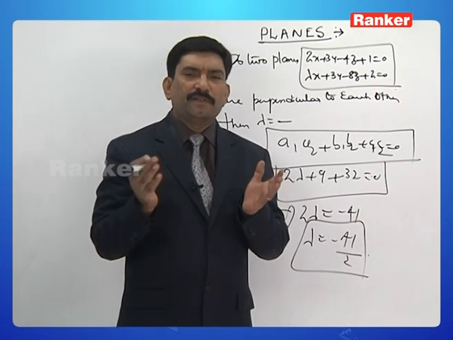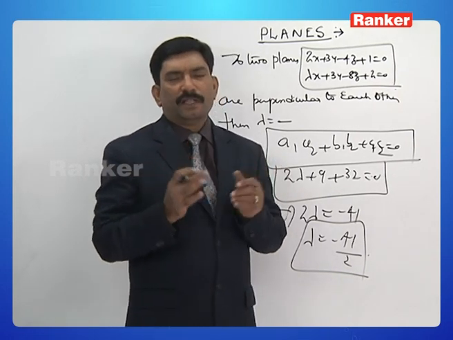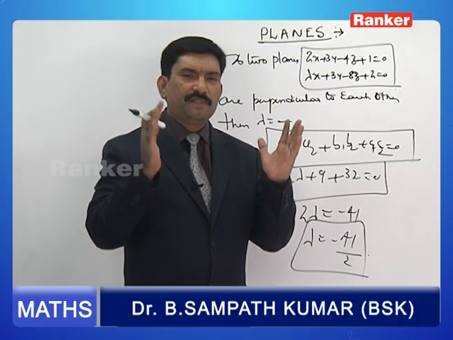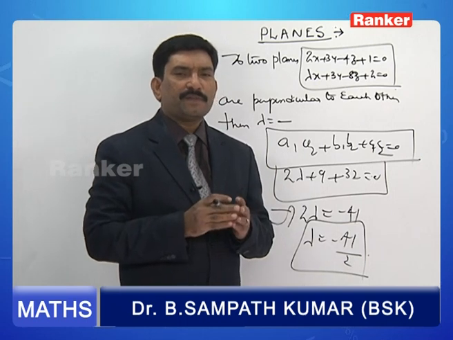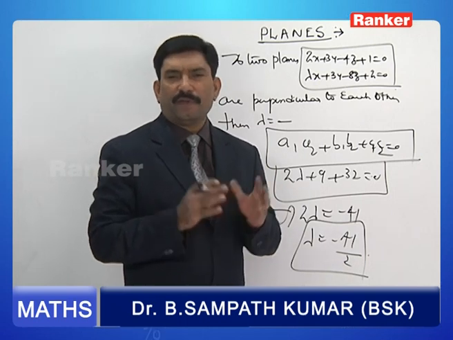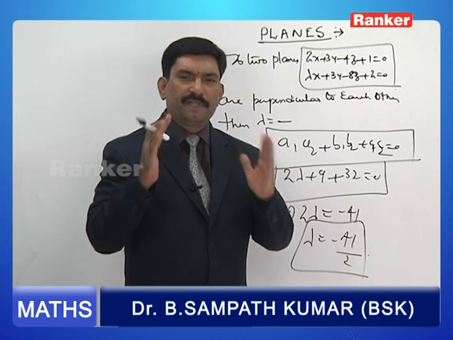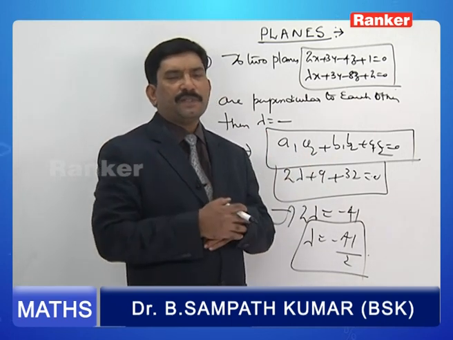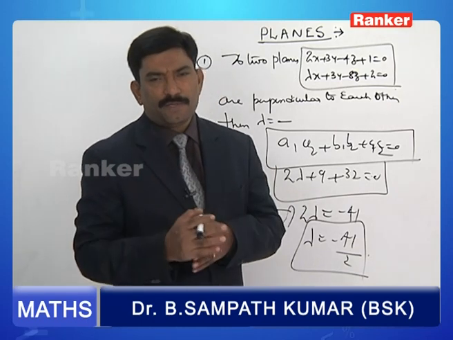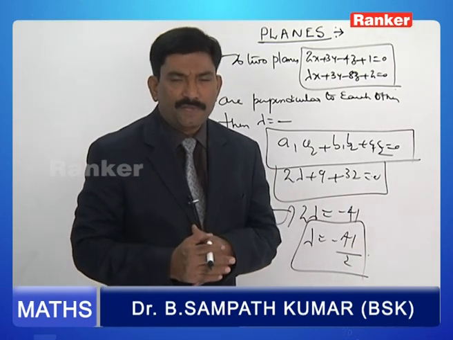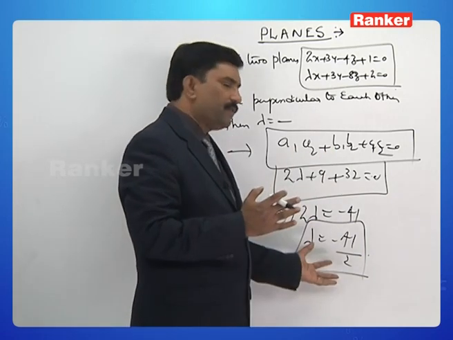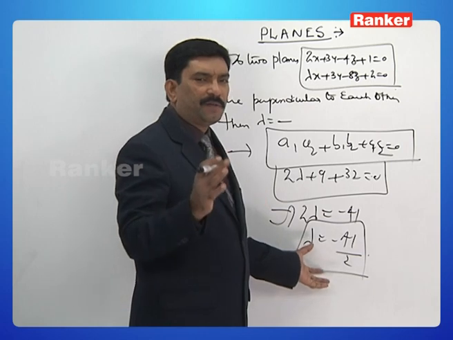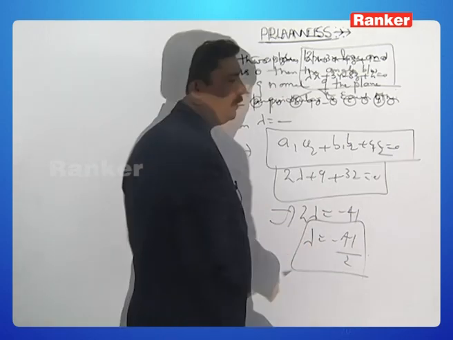As you know, when theta is equal to 90, we have found out already the angle between two planes as cos theta is equal to a1 a2 plus b1 b2 plus c1 c2 by square root of a1 square plus b1 square plus c1 square into square root of a2 square plus b2 square plus c2 square. If I put theta is equal to 90 degrees, cos 90 is 0. So it becomes a1 a2 plus b1 b2 plus c1 c2 is equal to 0. With that concept, I could find out the value of lambda when two planes are perpendicular to each other.